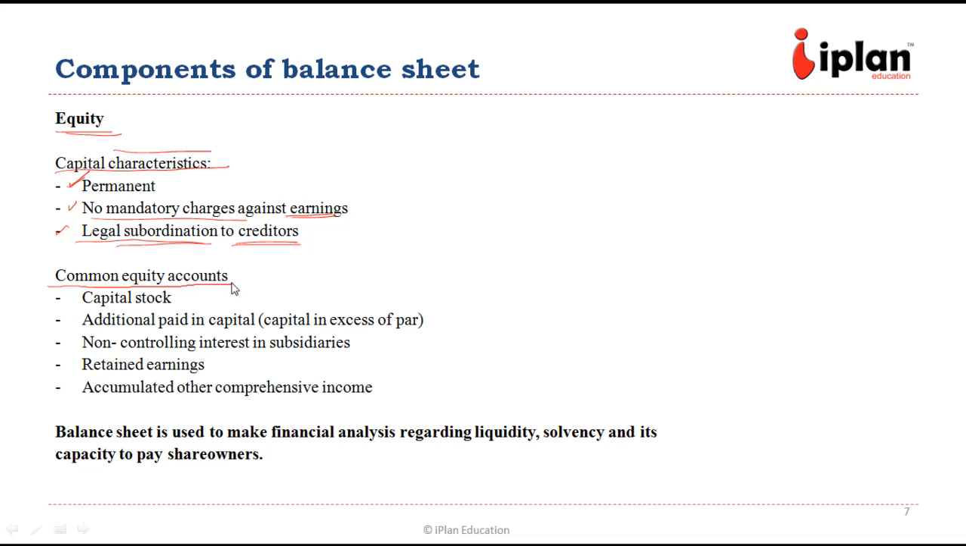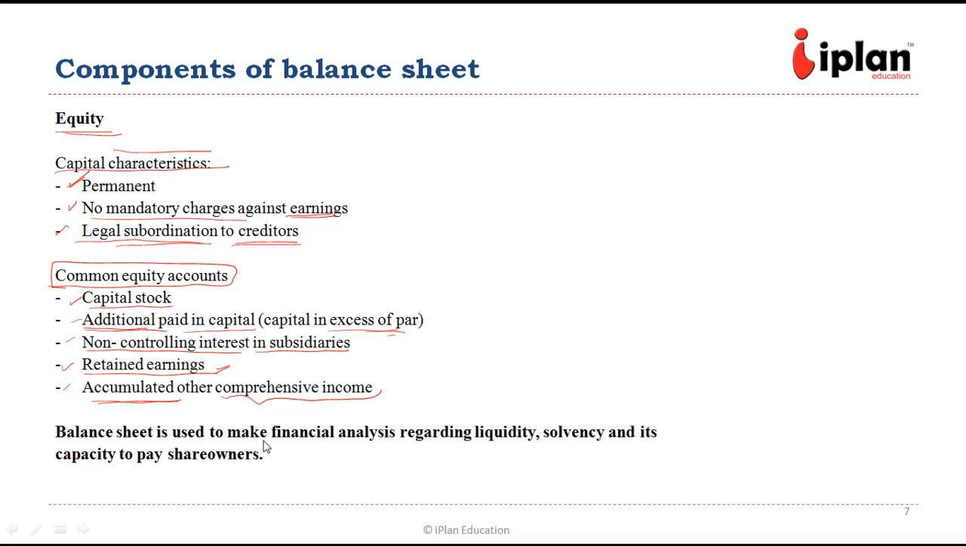And under these common equity accounts, we have the capital stock, that is initial paid in capital. Then there could be additional paid in capital in excess of par value. Then we can have non-controlling interest in subsidiaries or minority interest. We can have retained earnings from our profits, which is a part of common equity. And finally, we can have accumulated other comprehensive income, which is not part of the income statement but is put in the balance sheet. So this was about the three important components of the balance sheet.